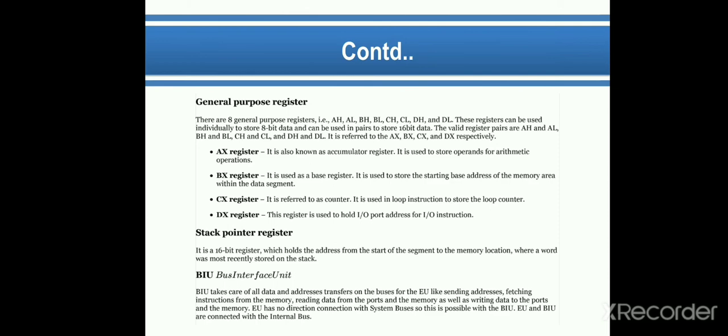Okay. Now the AX register. It is also known as the accumulator register. It is used to store operands for arithmetic operations. Now BX. This is the base register. It is used to store the starting base address of the memory area within the data segment. After that CX. It is referred to as the counter, which means it is used in loop instructions to store the loop counter. Counter means 0, 1, 2, 3, it will count. After that the DX register. This register is used to hold the IO port address, meaning input output port, for IO instructions.